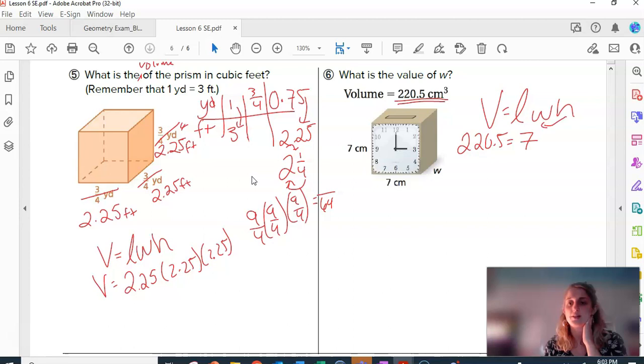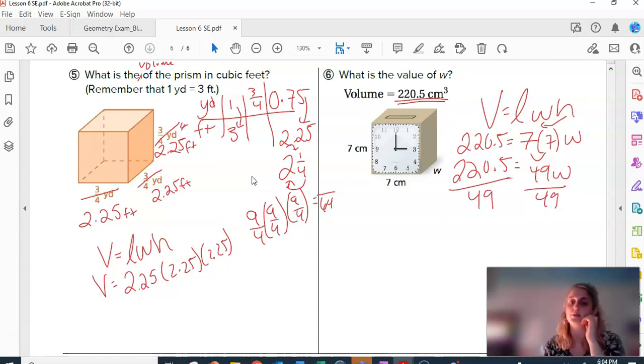I'm actually going to move height over here. Let's put 7 times 7 times W, because it doesn't matter what order we multiply in. 220.5. That becomes 49W. Divide both sides by 49, and that will give you what W is. Recognize that W is a dimension. It is not a volume. It is not an area. So its units are just going to be regular centimeters, no exponents.